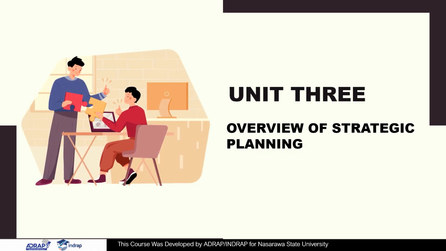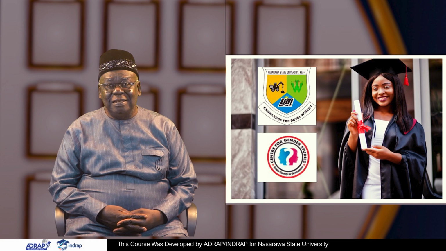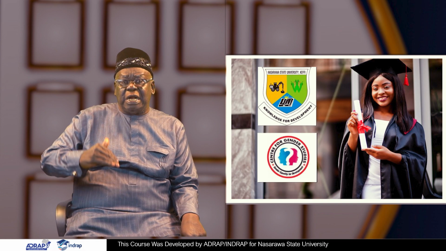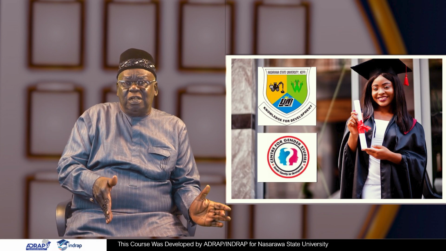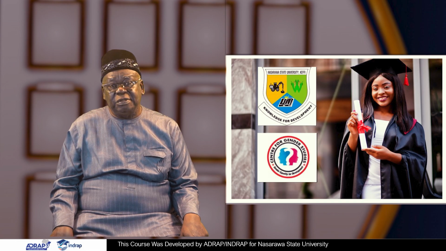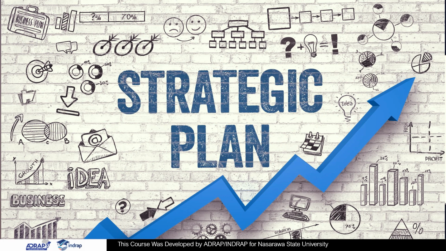Welcome back to Unit 3. We'll look at an overview of strategic planning. In this unit, you will be dealing solely with the general overview of strategic planning. At the end of this session, participants will be able to understand the concept of strategic planning. You see, we were picking you gradually. Now, after laying a solid foundation and you have an idea of what strategic planning is all about, let us now look at strategic planning.